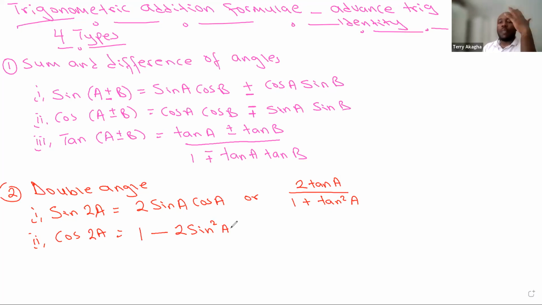Now, same thing, some textbooks usually write it in terms of tan. It depends on the question you're given to see which one will be the most appropriate to solve the question. So it can be 1 minus tan squared a divided by 1 plus tan squared a. So that means for cos 2a, you can use 1 minus 2 sine squared a, or you can use 1 minus tan squared a over 1 plus tan squared a.